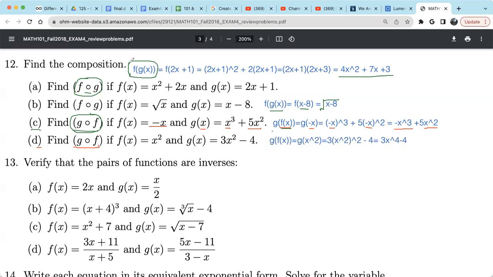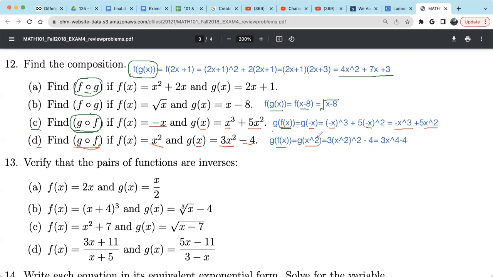Okay, let's see what we've done. G composed with F means G takes F as input. F is x squared, so G takes x squared as input. How is G defined? What does G do to the input? G squares the input, multiplies by 3, then subtracts 4 from it.